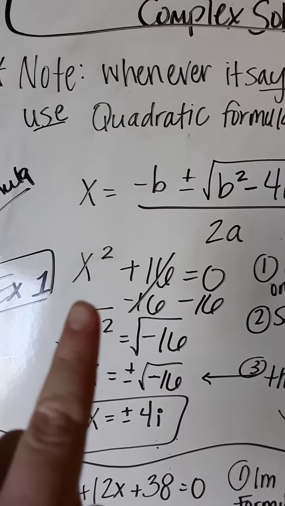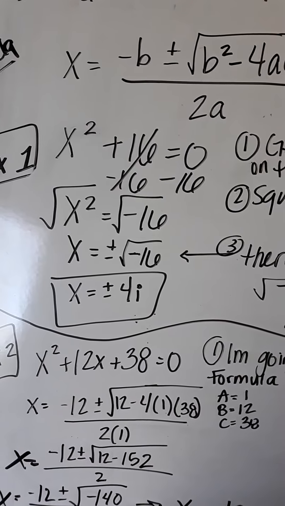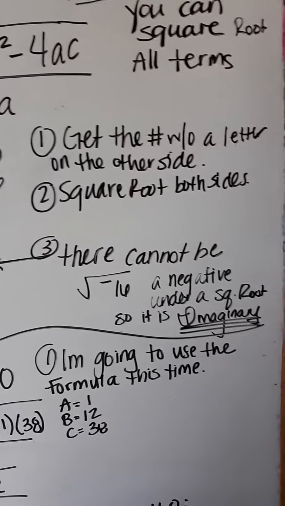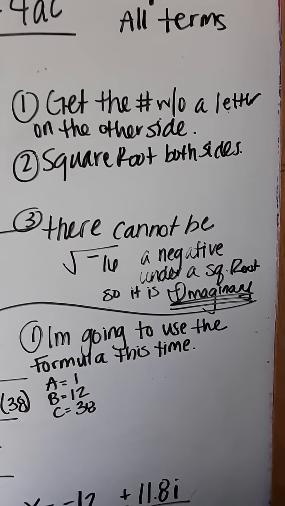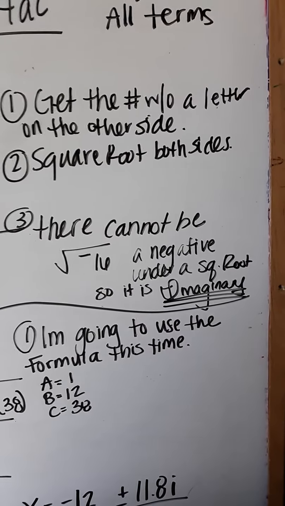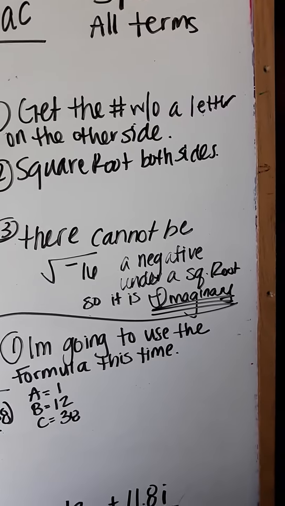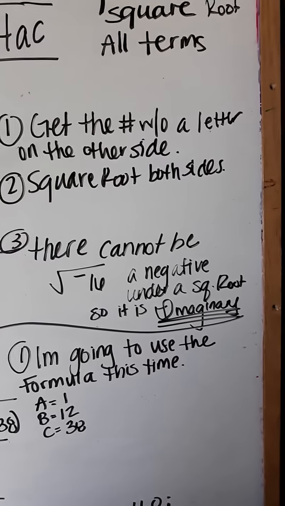The second step is to square root both sides. So that's what I did right there, I square root both sides. After I did that, remember the square root and the square cross each other out, so only x is left. Then I cannot have a negative underneath a square root. If I do have one, that becomes an imaginary number. Okay, so that's a very important step to remember.